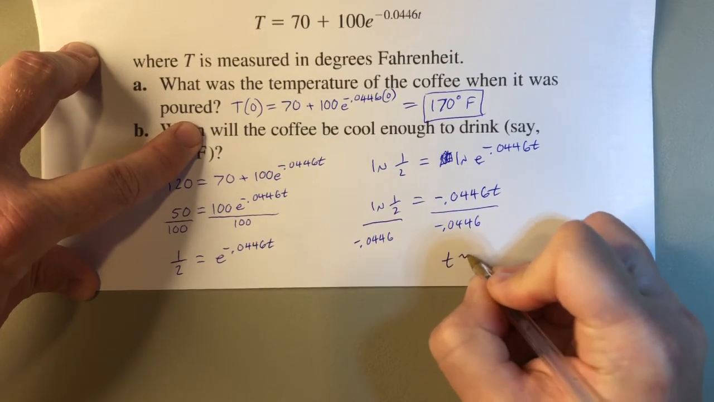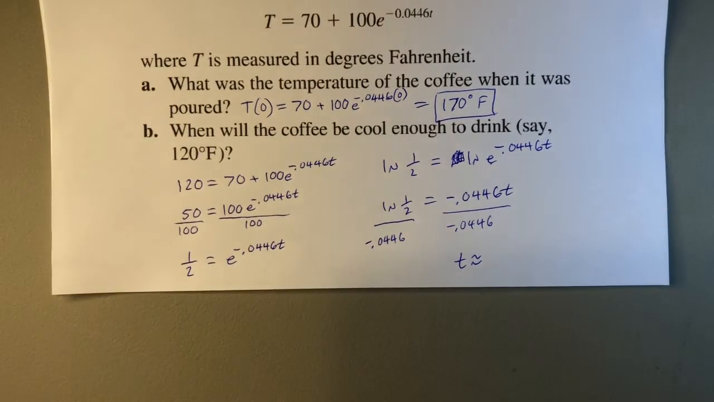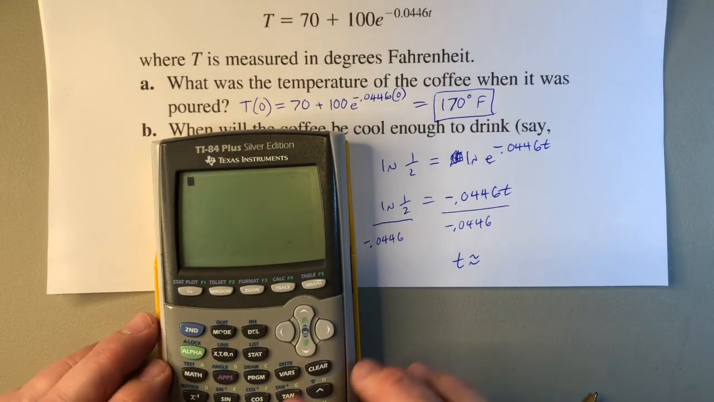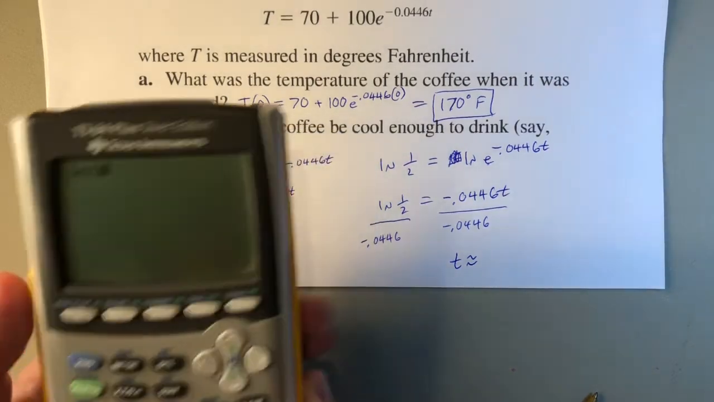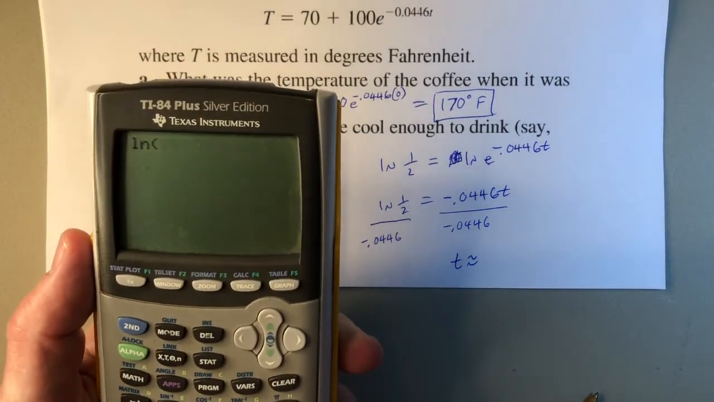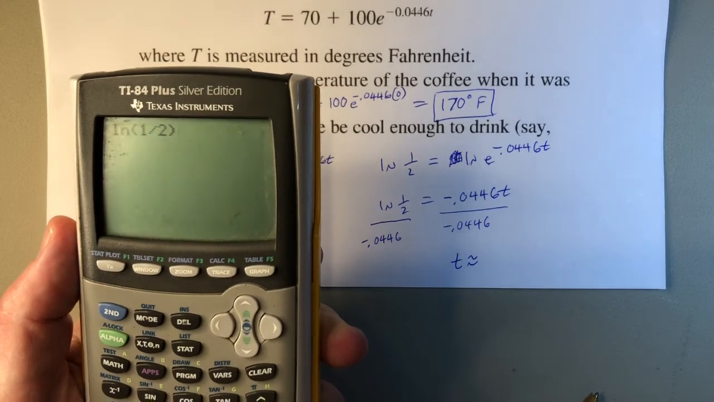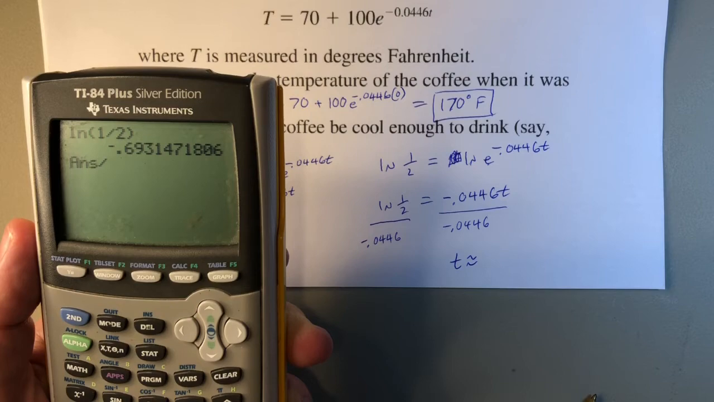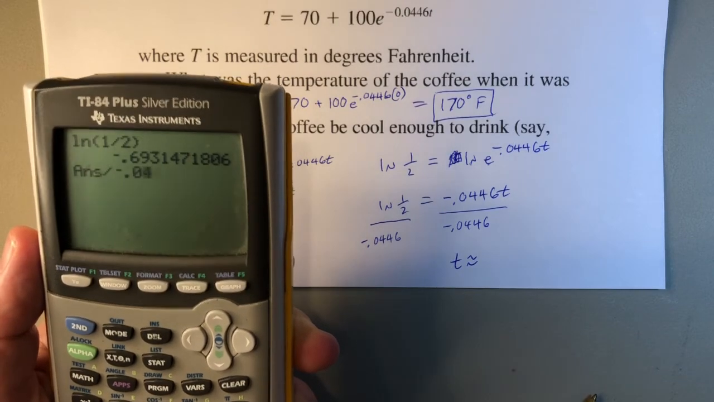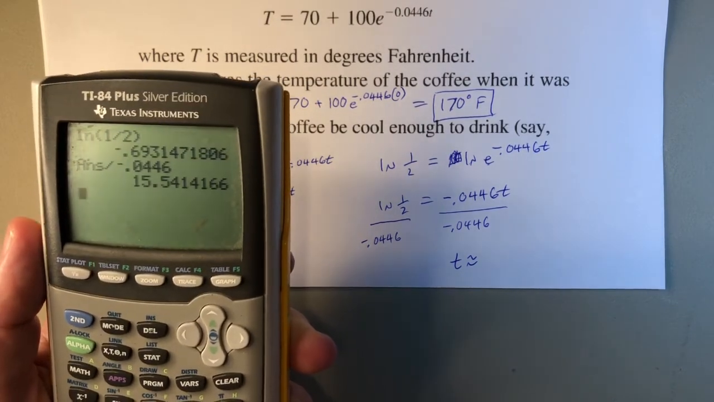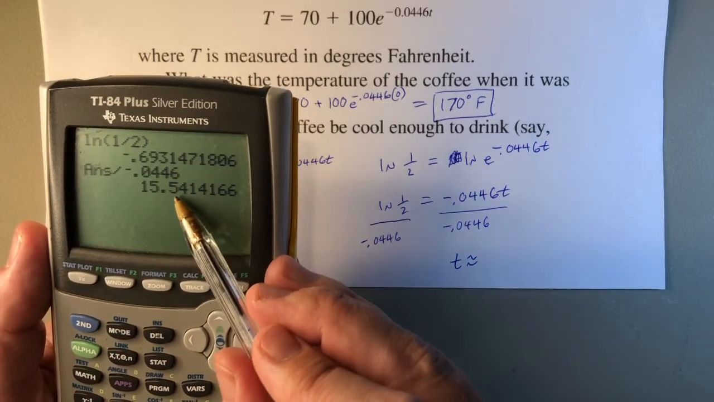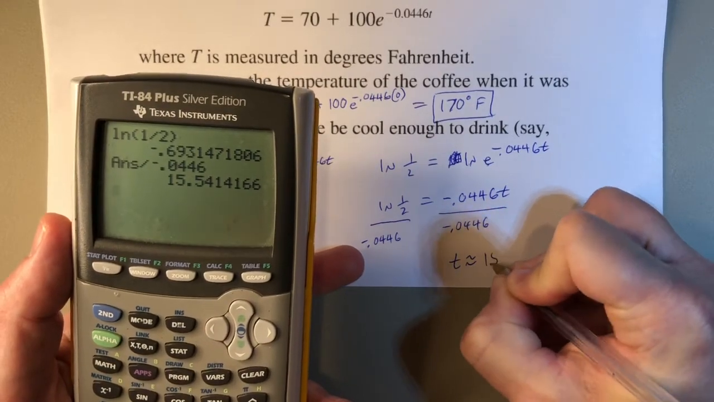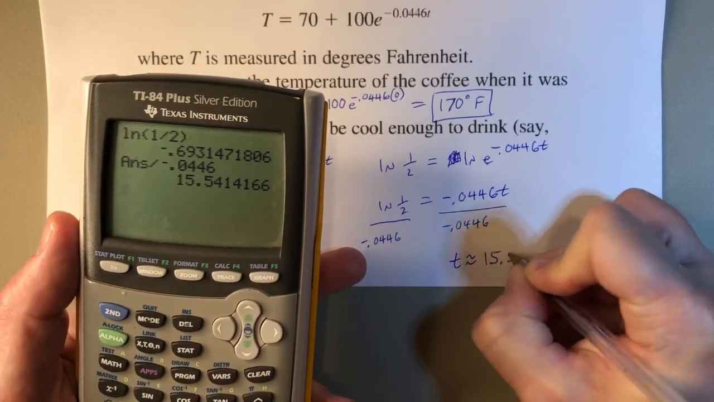So let's take this out to the nearest tenth of a minute. I'm going to do the ln of 1/2, and I'm going to divide that by negative 0.0446. And I get about 15.5 minutes. Do you see that? 15.5 minutes. So I'm going to write down 15.5 minutes.